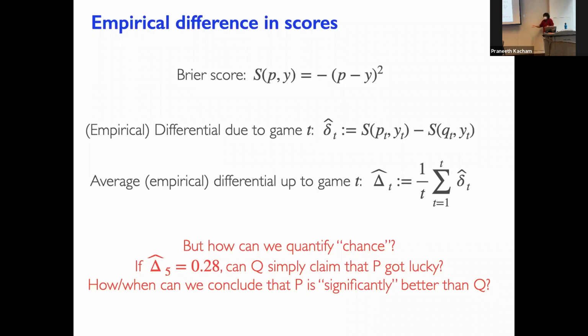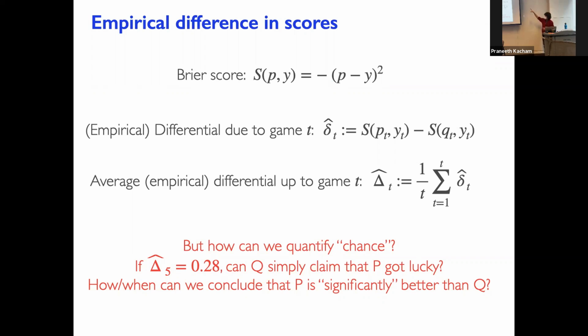There was a sequence of outcomes. We both made predictions. There's a sequence of outcomes. P got lucky. And so we need some way of quantifying chance, of saying, this isn't attributable to chance in any way. Q is actually significantly better than P, or whatever. P is significantly better than Q. So we don't have that yet. We're going to get there, but this is the problem.